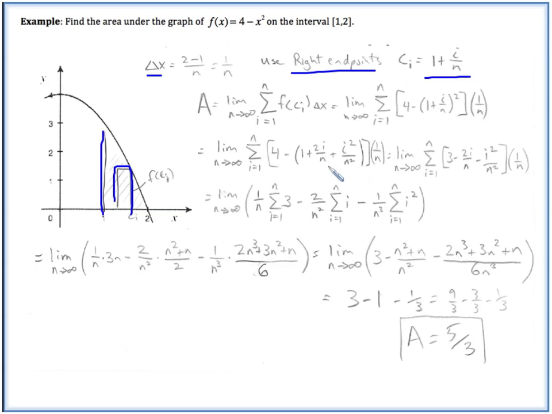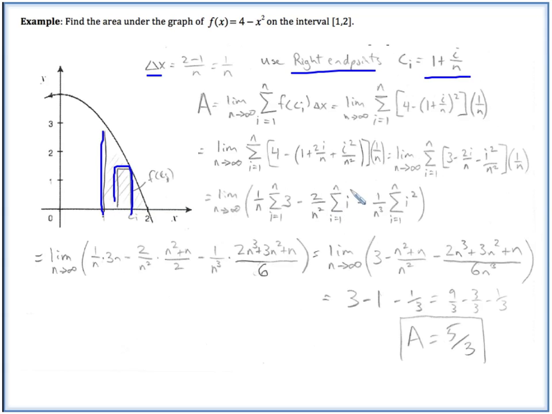And I went ahead and squared that binomial in this step. In this step here, I just did the 4 minus the 1 right here. And here I showed a little bit more work than I did in the example. What I did is separated this out. I distributed the 1 over n to all three terms, and then showed that it was the sum of each of those separately. Again, you could skip that step, but now I can see that I have the sum of a constant, which is just going to be that constant times n.